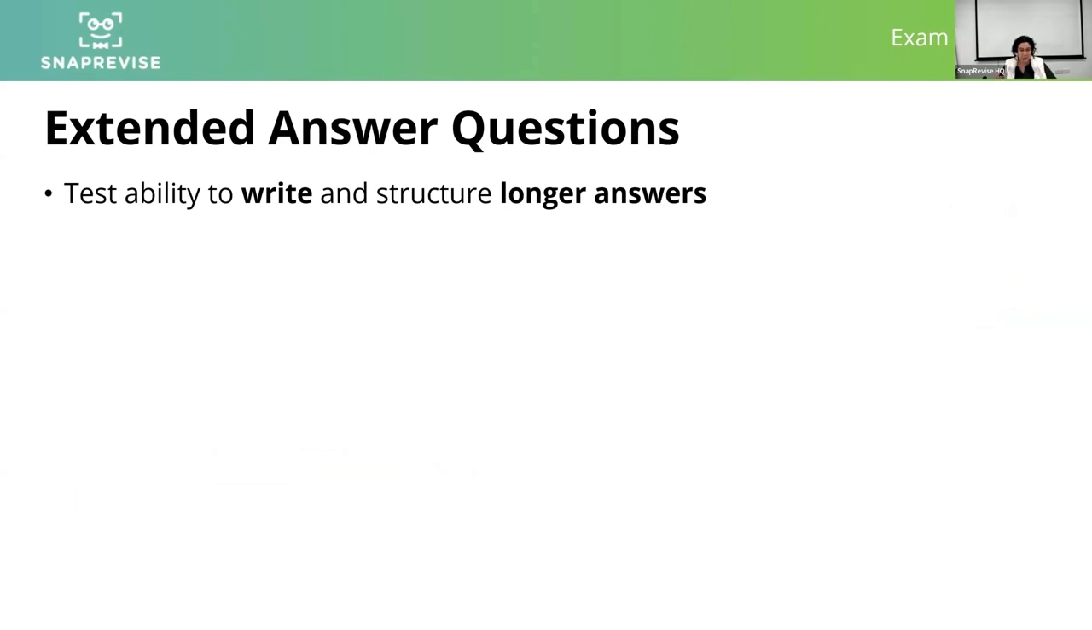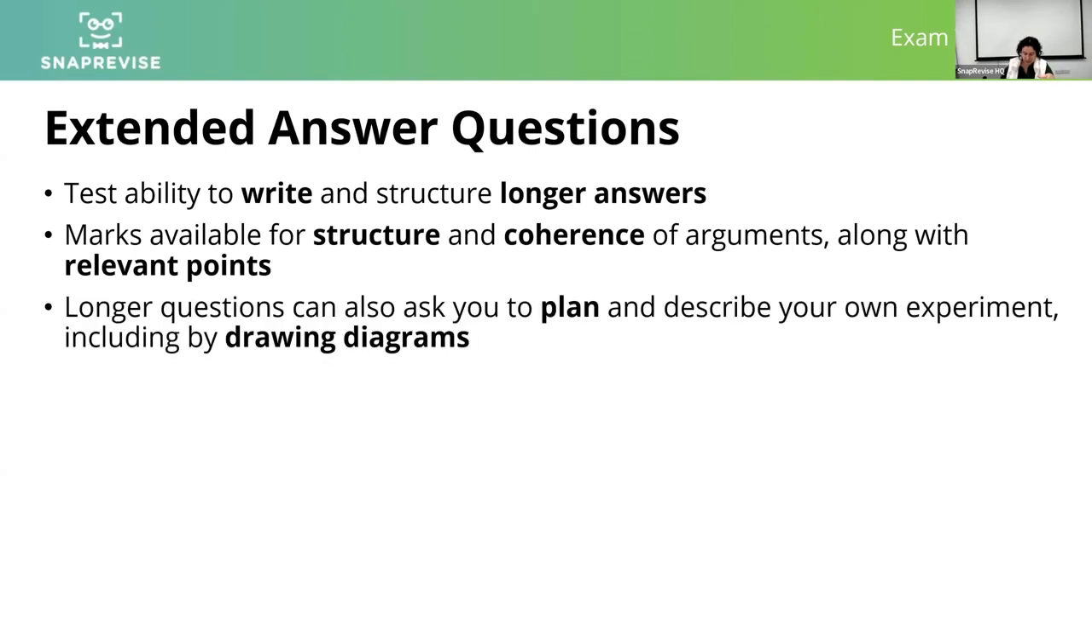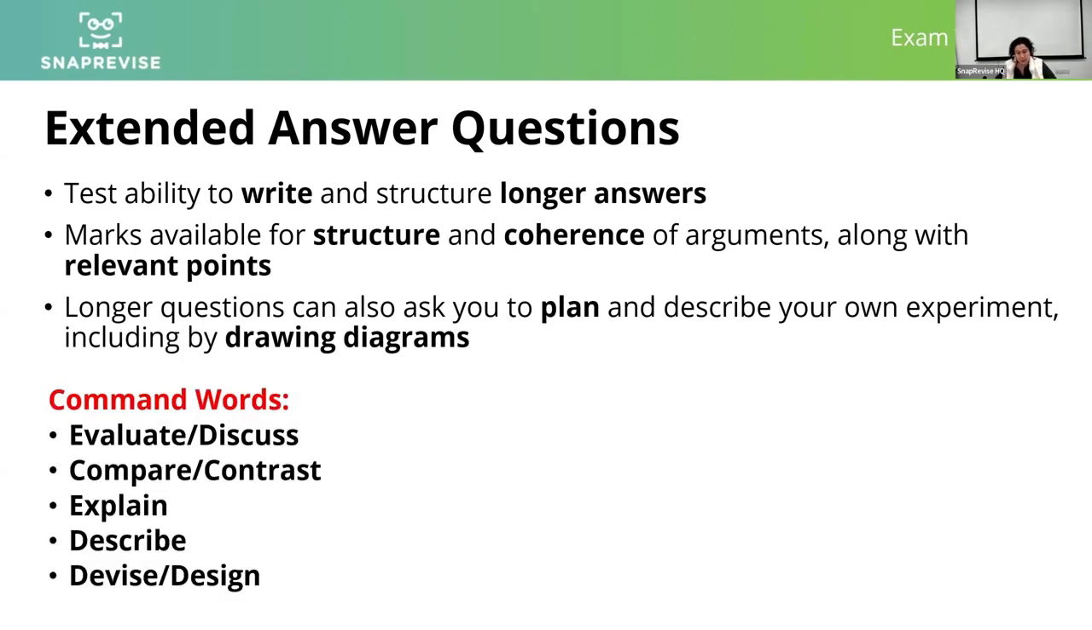Extended answer questions. So testing your ability to write and structure longer answers. And here you will have marks available for structure and coherence, for the quality of your phrasing, including spelling. Don't forget spelling. So don't structure your answers in bullet points, use full, well-phrased sentences. They could even ask you to include some kind of diagram, especially if they're asking you to plan a sort of investigation. And the types of command words that we're going to find here are evaluate or discuss, which is a pretty classic one, compare and contrast, explain, describe, devise, or design.